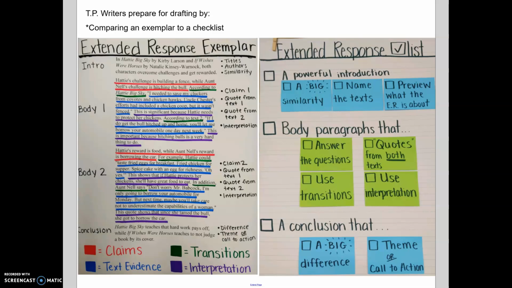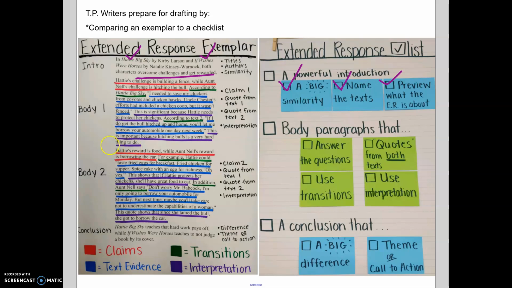We had written, "In Hattie Big Sky by Kirby Larson and If Wishes Were Horses by Natalie Kinsey Warnock, both characters overcome challenges and get rewarded." So notice that we gave the 2 titles, check. We also gave a big similarity between the texts. They both overcome challenges and get rewarded. Now, that similarity was also previewing what our extended response would be about, because those are the 2 questions that we'll be answering. So we did all 3 of those things in just one sentence.